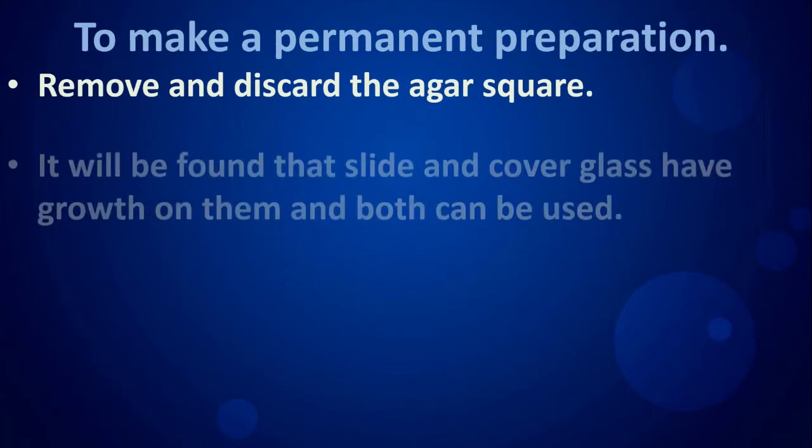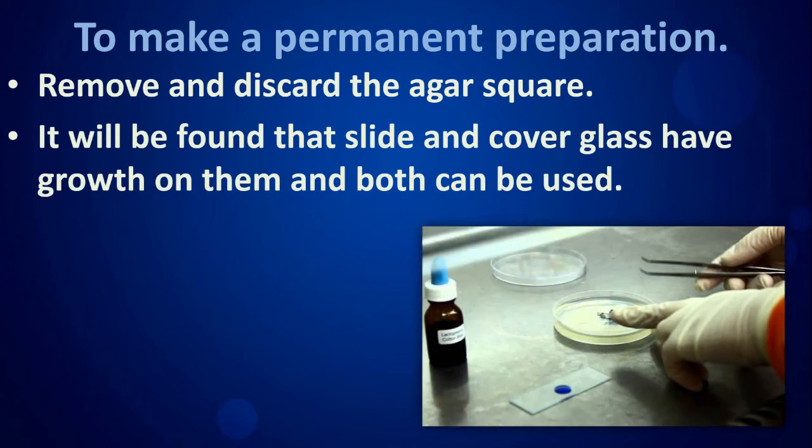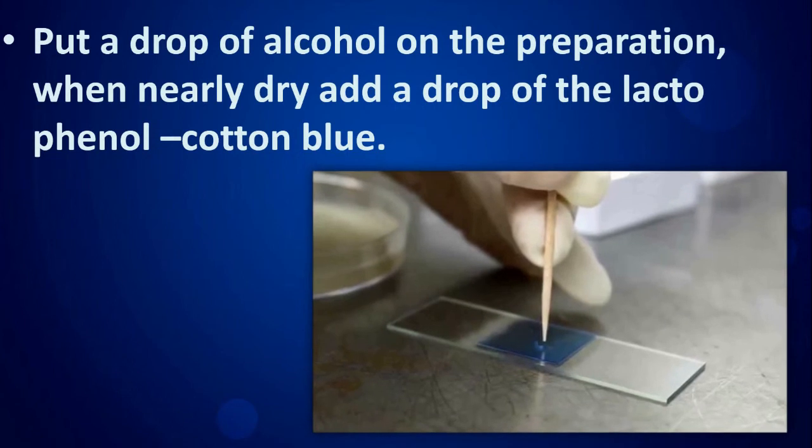To make a permanent preparation, remove and discard the agar square. It will be found that slide and cover glass have growth on them, and both can be used. Put a drop of alcohol on the preparation. When nearly dry, add a drop of the lactophenol cotton blue.